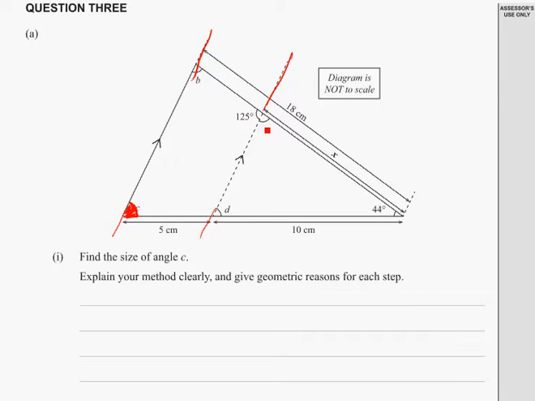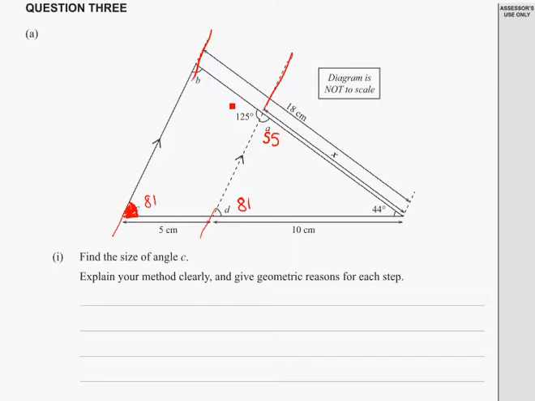We've got 125 here, so I could work out this one round here. A is going to be 55 using angles on a straight line. We have a small triangle in here, so 180 minus those two will give me 81 down here. And then using our parallel lines, corresponding angles, C will be 81 as well.